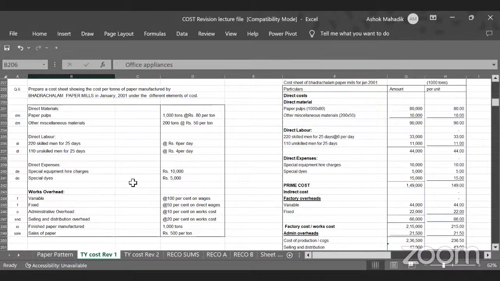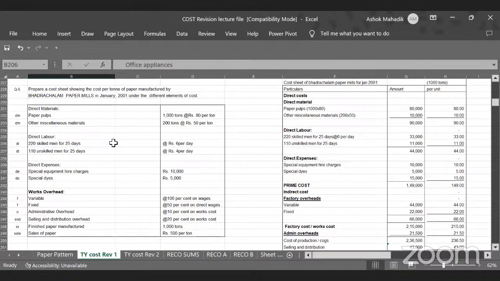So direct materials given to us, paper pulp and other miscellaneous materials, put them under direct material. Okay, 1,000 tons into 80 per ton. So amount will be 80,000. Clear? So put the direct amount. Miscellaneous material again 200 tons into 50 per ton. So this will give you amount of total material.